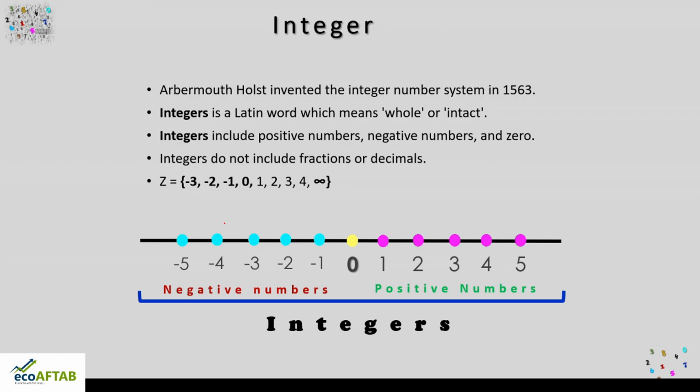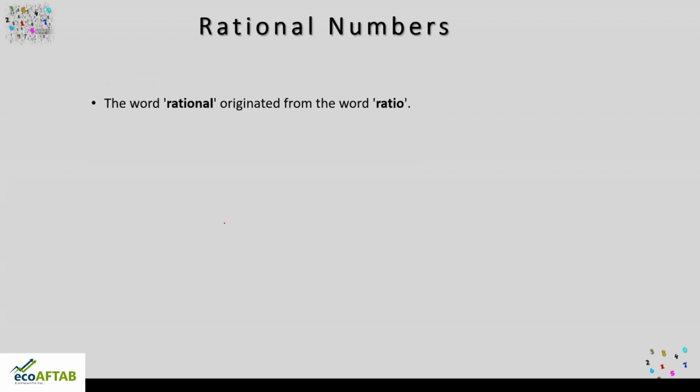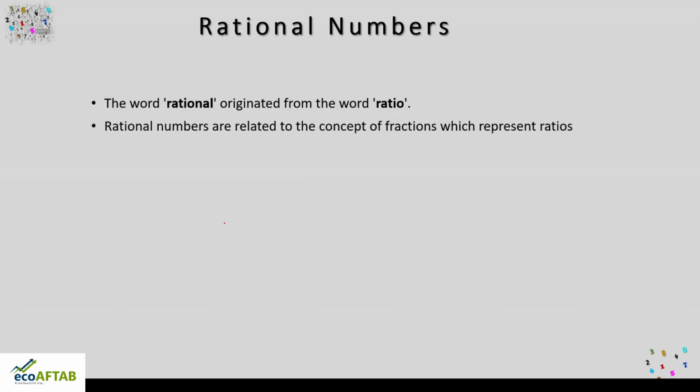Moving ahead, having understood what natural numbers, whole numbers and integers are, we will move into a different area that we often come across in our day-to-day life, and that is rational numbers. What do you mean by rational numbers? The word rational originated from the word ratio, and when I speak about the word ratio, we are speaking about two integers. Rational numbers are related to the concept of fractions which represent ratios.